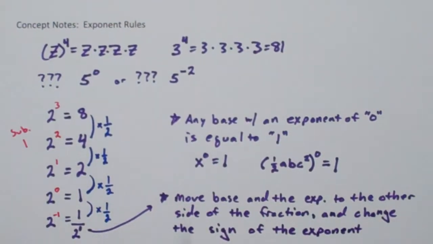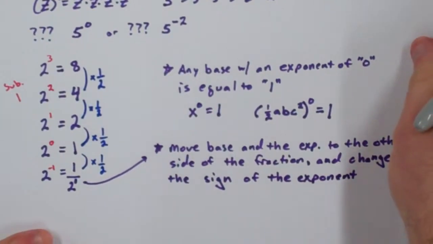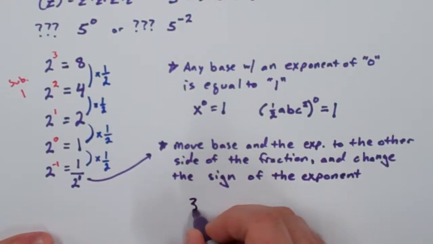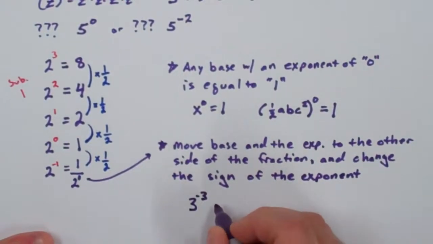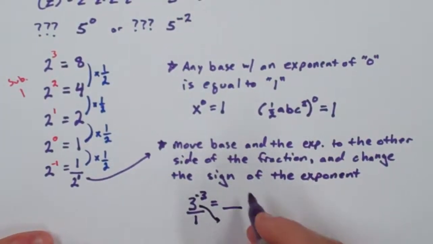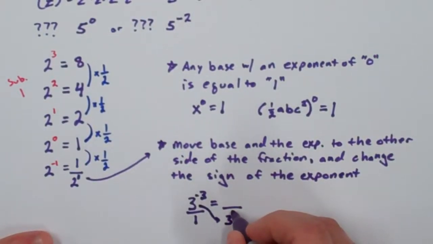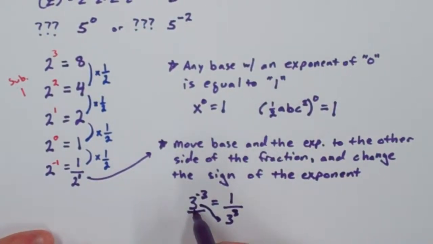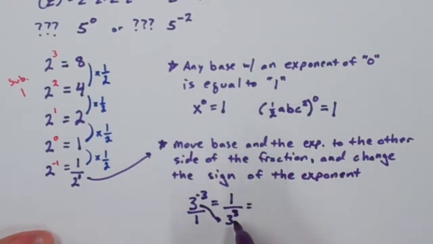So I'll give you a few examples here. If you take a look at 3 to the negative 3 power, well, really, that is over 1. So if we write our fraction bar, we're going to take the base and the exponent, move it down to the bottom, and then change the sign of the exponent. And so that negative will be a positive. And it's 1 over 3 to the third. With a number, you can actually go ahead and do that arithmetic or that math down here. So 3 to the third is just 3 times 3 times 3, which should be 27.